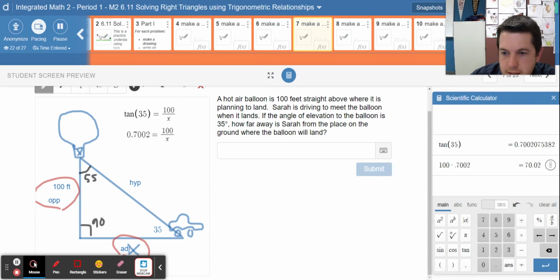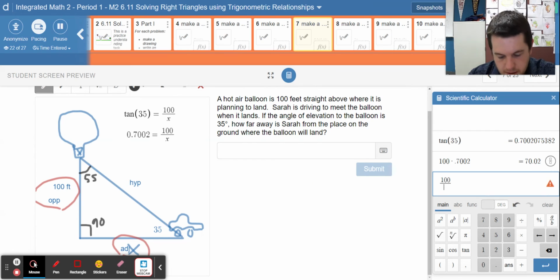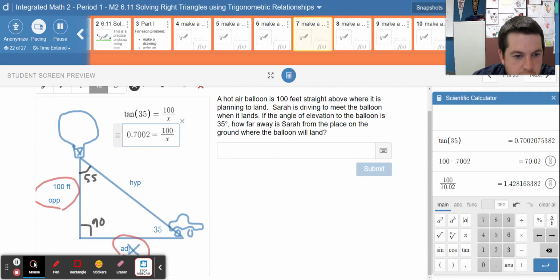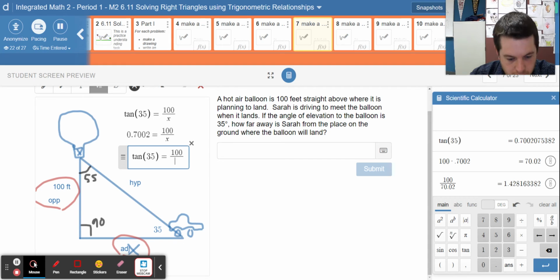And plus, if this was the value, then what we should get is that 100 divided by 70.02 should give us the tangent of 35, which is 0.702. We should be able to say that the tangent of 35 would be equal to 100 divided by 70.02. But if we look here, clearly the tangent of 35 is not equal to 1.42. So multiplying by 100 is not the solution. We need to follow our inverse operations.